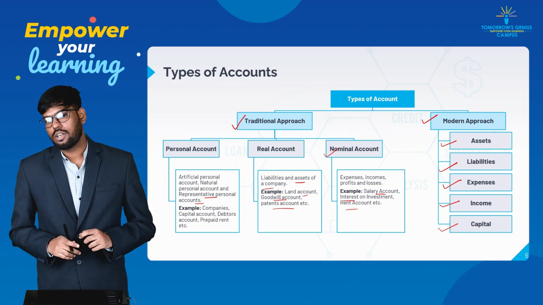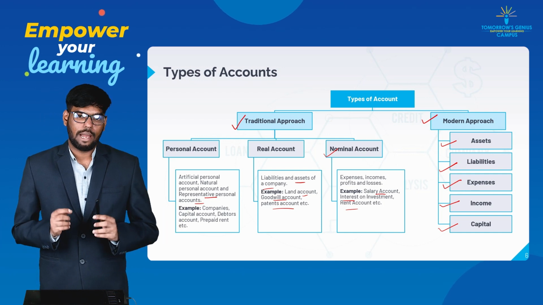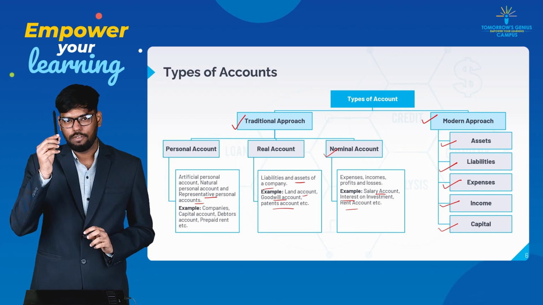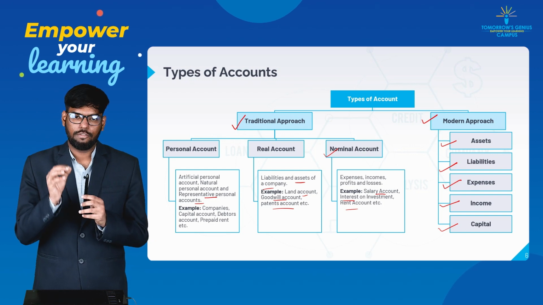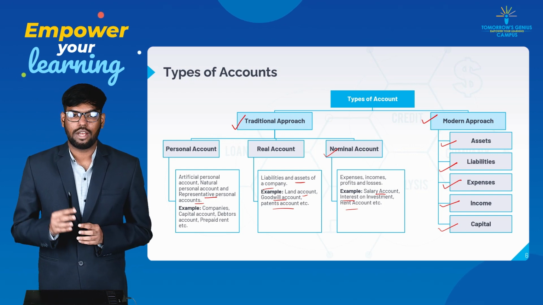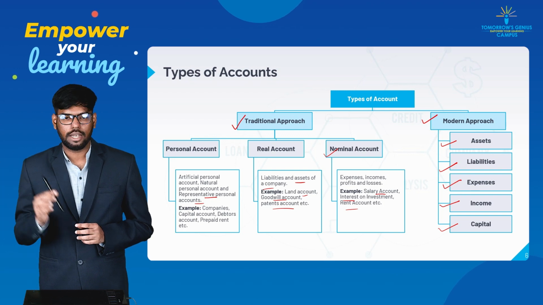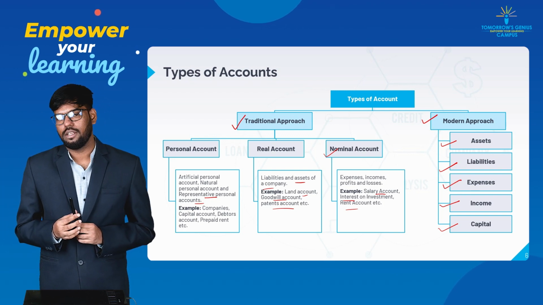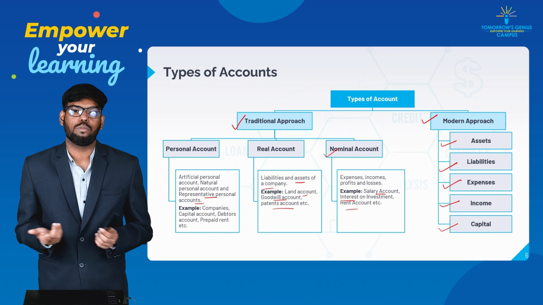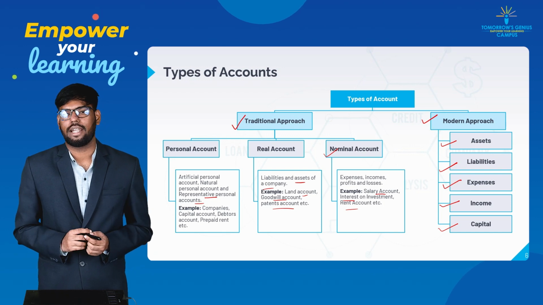Then income. After selling, for example, suppose I'm doing a business of manufacturing this pen. After manufacturing this pen, what am I going to do? I will sell this pen in the market. After selling this pen in the market, whatever money I have received is my income. That will fall under the category of income.